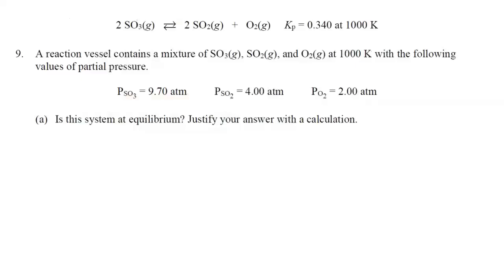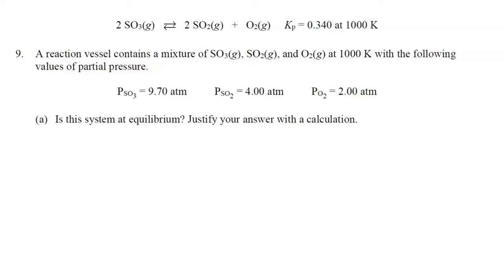Question 9 and question 10 involve this same system involving SO3, SO2, and O2. Let's take a look at question 9. Question 9 says a reaction vessel contains a mixture of SO3, SO2, and O2 at 1000 kelvins with the following values of partial pressure. Pressure of SO3 is 9.70 atmospheres. Pressure of SO2 is 4.00 atmospheres. And pressure of O2 is 2.00 atmospheres. Part A, is this system at equilibrium? Justify your answer with a calculation.